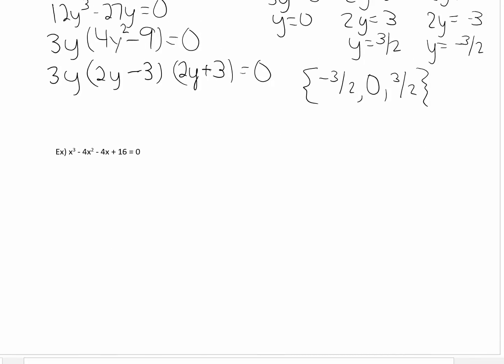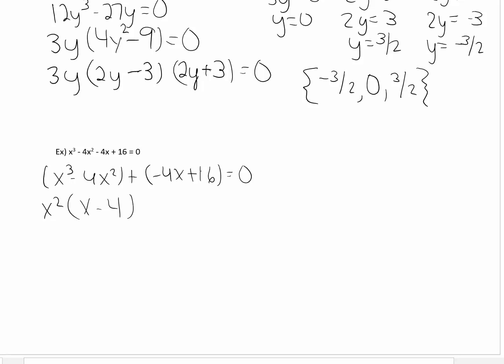So again, first question, is there a greatest common factor I can take out of all of the terms other than 1? In this case, there isn't. Now, I have 4 terms on the left-hand side. So the only factoring technique we've talked about with 4 terms is factor by grouping. So I'm going to group the first 2 terms together, and I will group the second 2 terms together. Okay, greatest common factor from the first 2 terms is x squared. So when I factor out or divide out x squared, I'm left with x minus 4.